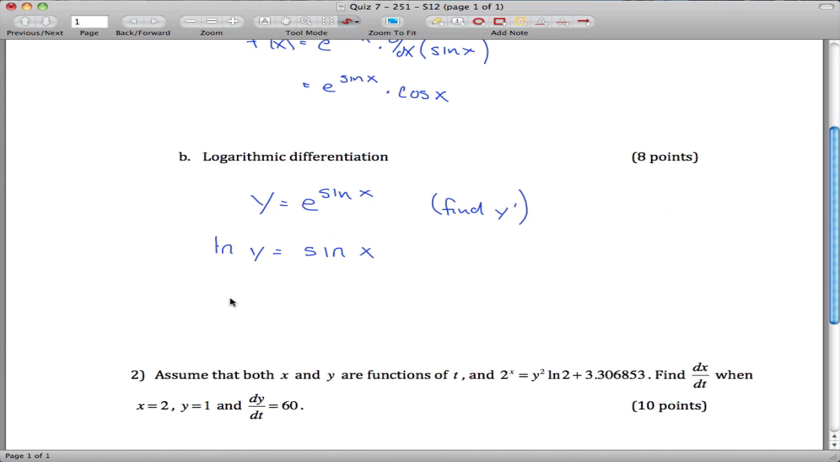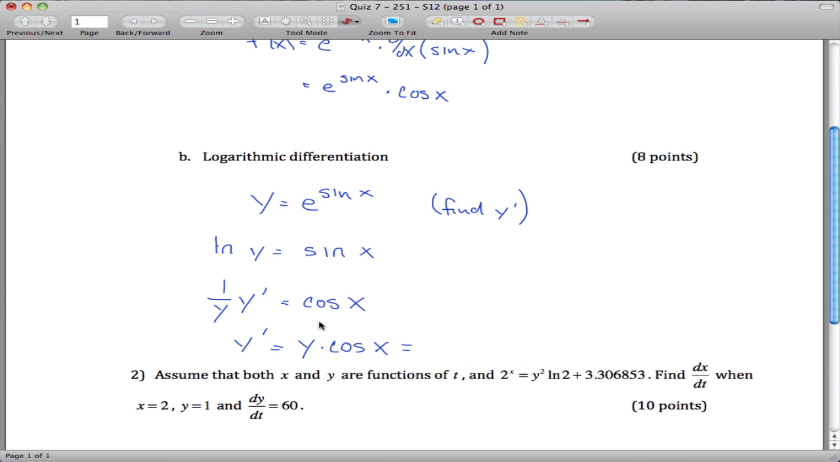And now we differentiate. Take the derivative of both sides. Derivative of natural log of y is 1 over y times y prime. This is chain rule here. Outside function is natural log of x. Inside function is y. And derivative of sine is cosine. And so solving for y prime, we get y prime is y times cosine of x.